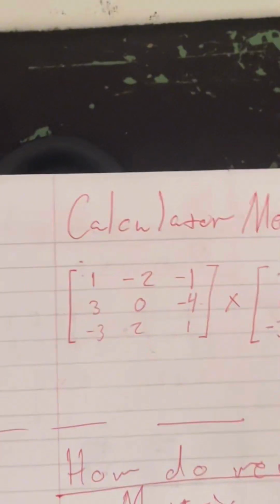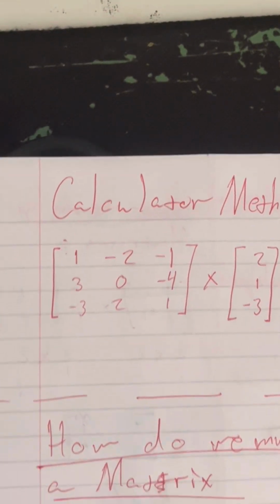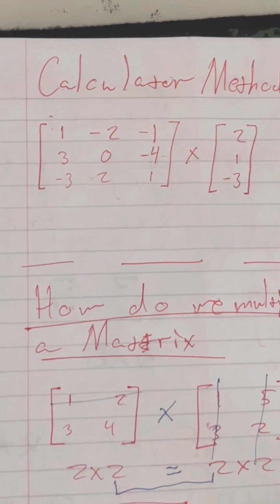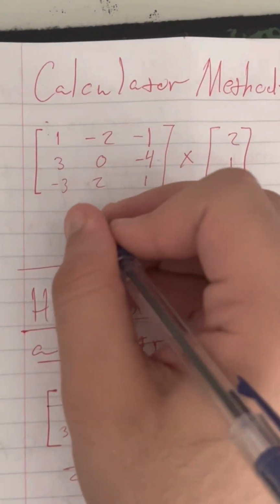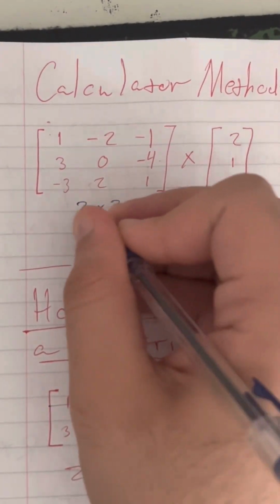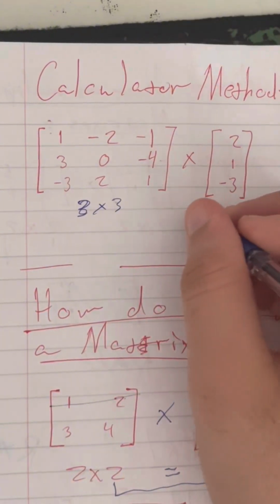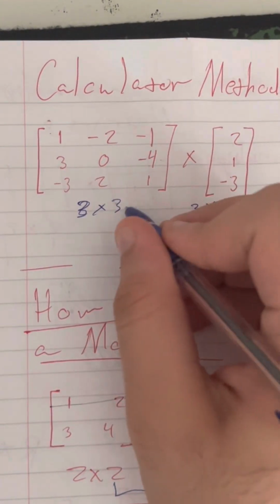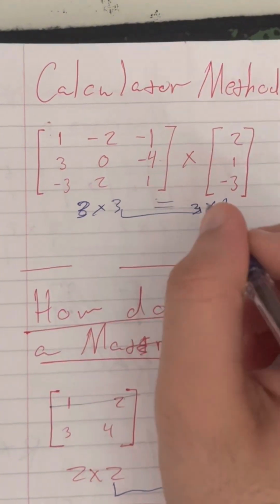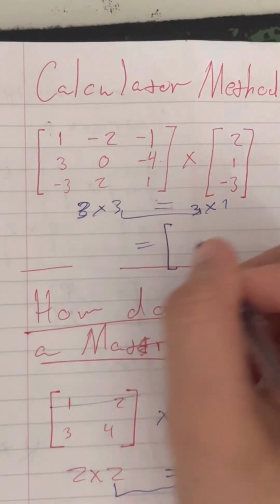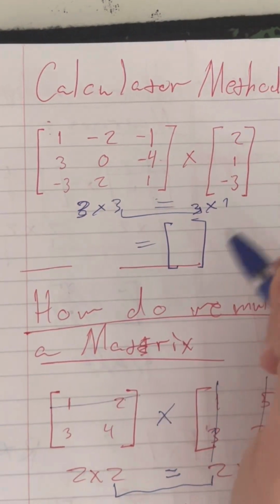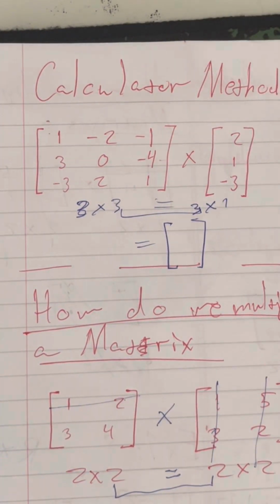Now I'm going to show you how we use the calculator to multiply matrices. So here I have a 3 by 3 matrix and a 3 by 1 matrix. These can multiply, and our answer is going to be a 3 by 1 matrix. That looks like this.